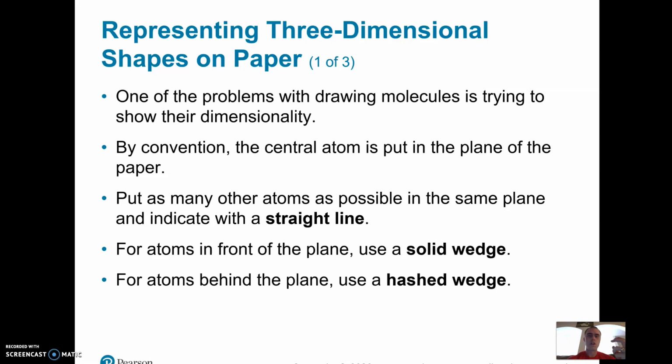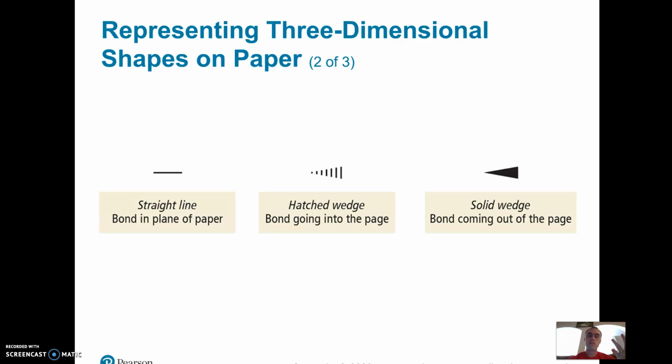I just want to talk about quickly how there is a way to represent three-dimensional structures on two-dimensional paper. Normally we have just this solid line here that indicates a bond, right? However, if we're drawing in 3 dimensions, this straight line indicates a bond that exists on the same plane as your paper or the board or whatever you're looking at.